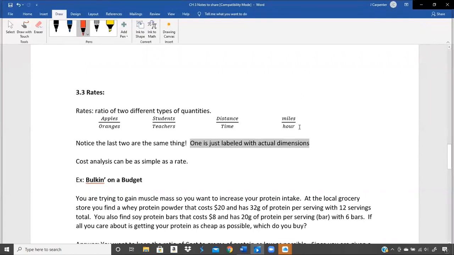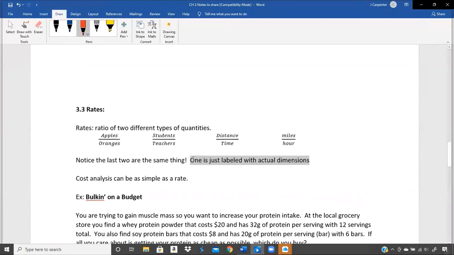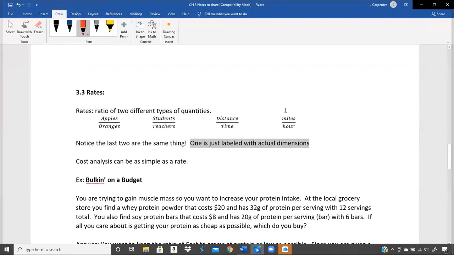So cost analysis can be as simple as a rate. And that is the problem that we're going to work through here. Cost analysis. Cost analysis is a rate. It's a rate of two different things. It's a rate of, well, the cost, I feel like that's obvious, to how much you get. Cost analysis is a rate, it's a ratio, it's a fraction of cost to how much you get.